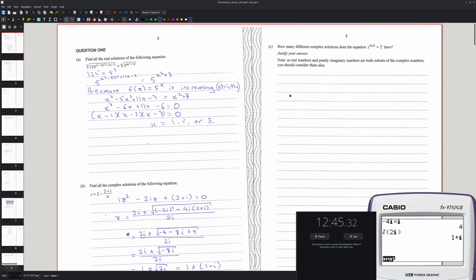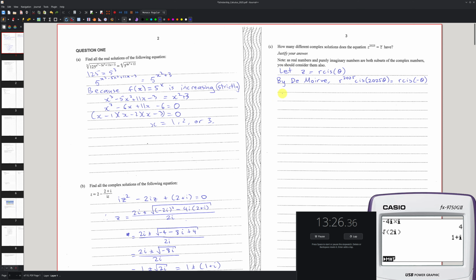Okay, good question. Okay, how many different complex solutions does this equation have? Okay, so this one I'll do polar. Let z equals r cis theta. Okay, right. So then by De Moivre's, r to the 2025 cis 2025 theta is equal to r cis negative theta.